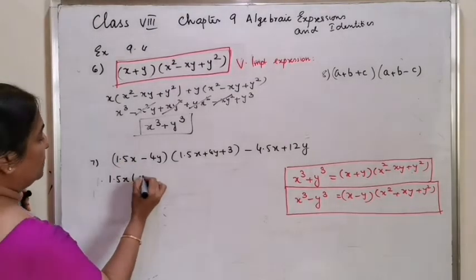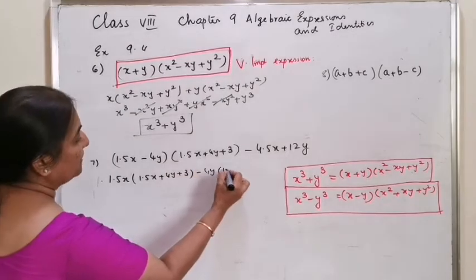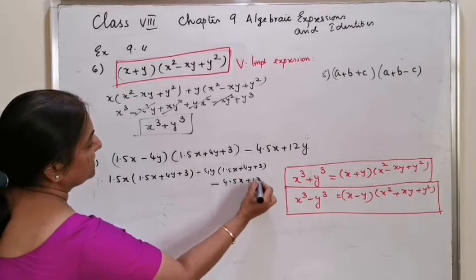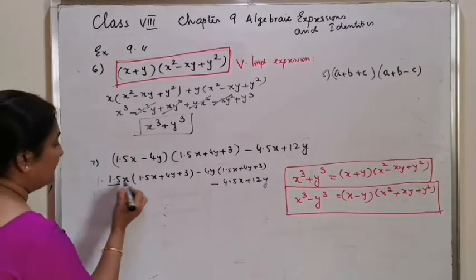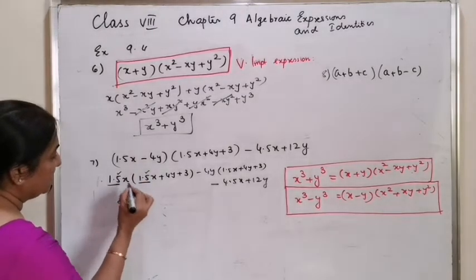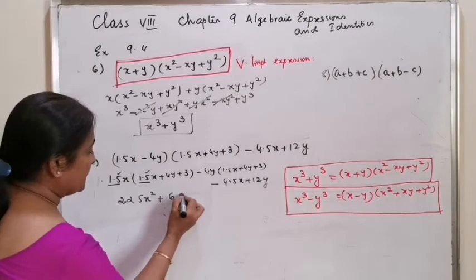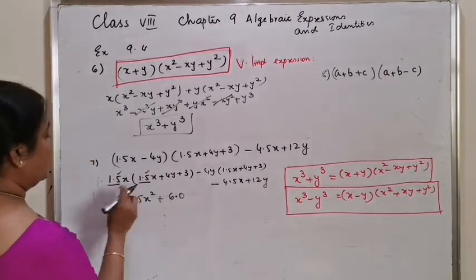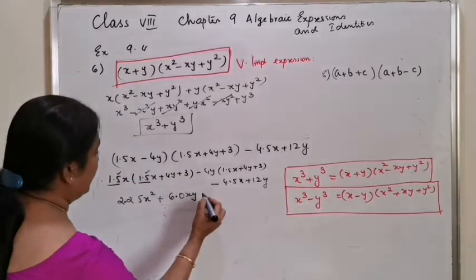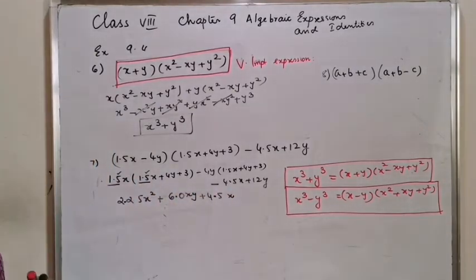The next expansion is 1.5x into 1.5x plus 4y plus 3, minus 4y into 1.5x plus 4y plus 3, minus 4.5x plus 12y. 15 into 15 is 225, 2 decimal places. x into x is x square. Then 15 into 4 is 60, 1 decimal place, xy. Then 15 into 3 is 45, 1 decimal place, x. So that answer is over.